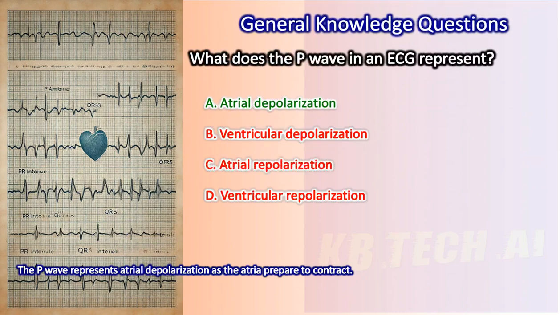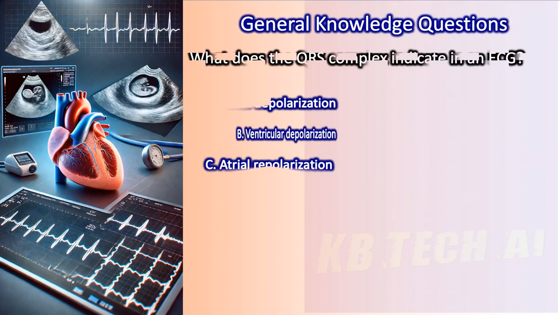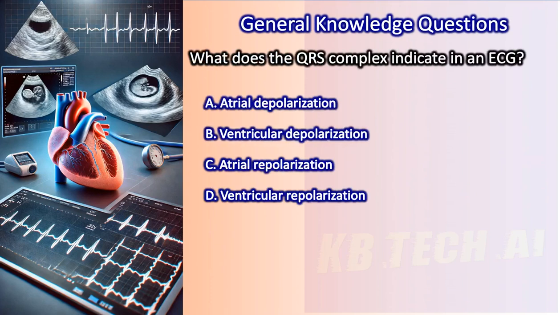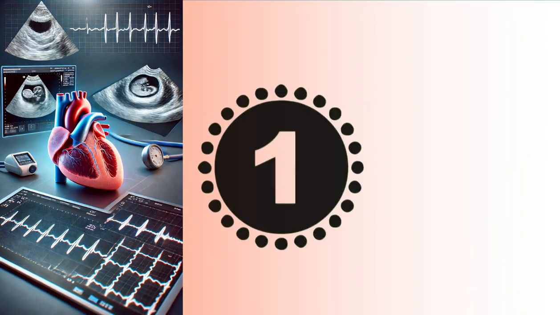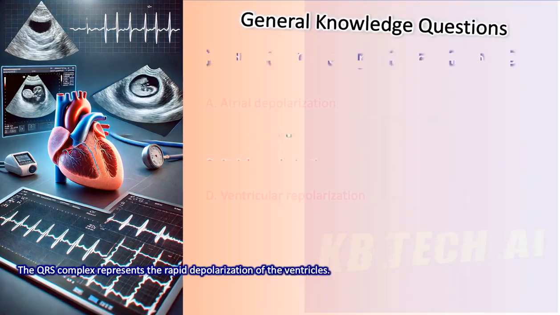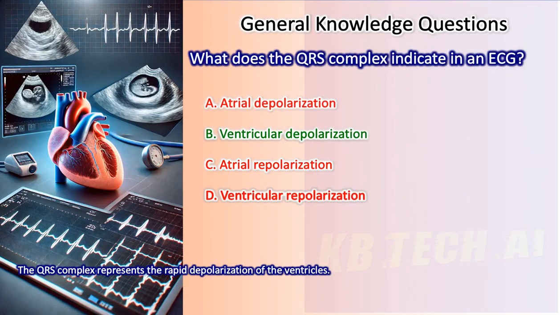Atrial depolarization. What does the QRS complex indicate in an ECG? Option 1. Atrial depolarization. Option 2. Ventricular depolarization. Option 3. Atrial repolarization. Option 4. Ventricular repolarization. The answer is option 2.